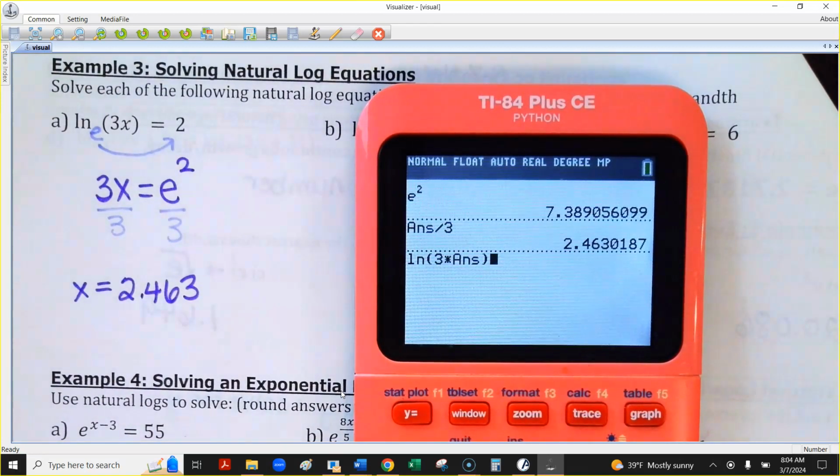And you can check to see that that'll be equal to 2. So these are easy to check. You just use the natural log button to check it instead of the e, because you're kind of going backwards.